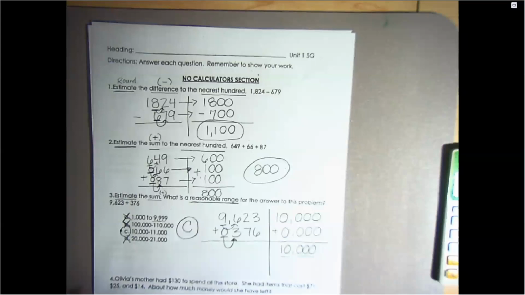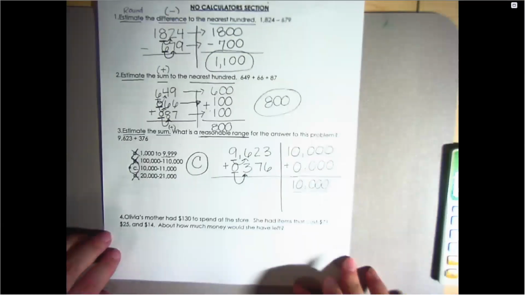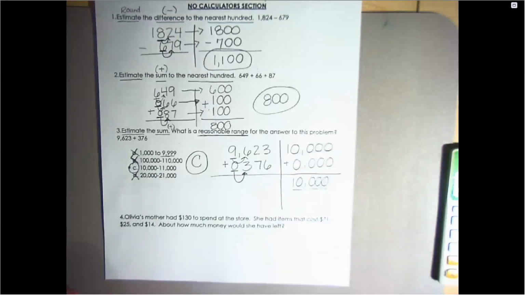Number 4, Olivia's mother had $130 to spend at the store. She had items that cost $71. Sorry, let me just make this a little bit dimmer. There we go. She had items that cost $71, $25, and $14. About how much money would she have left?